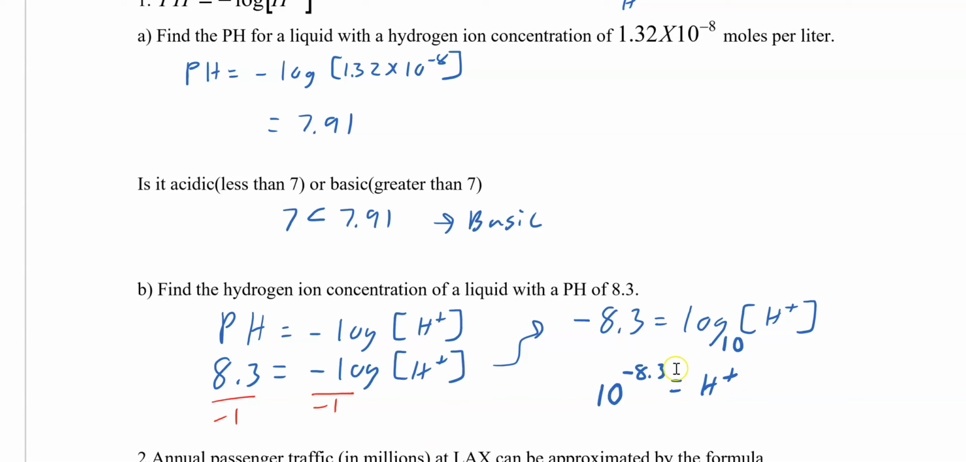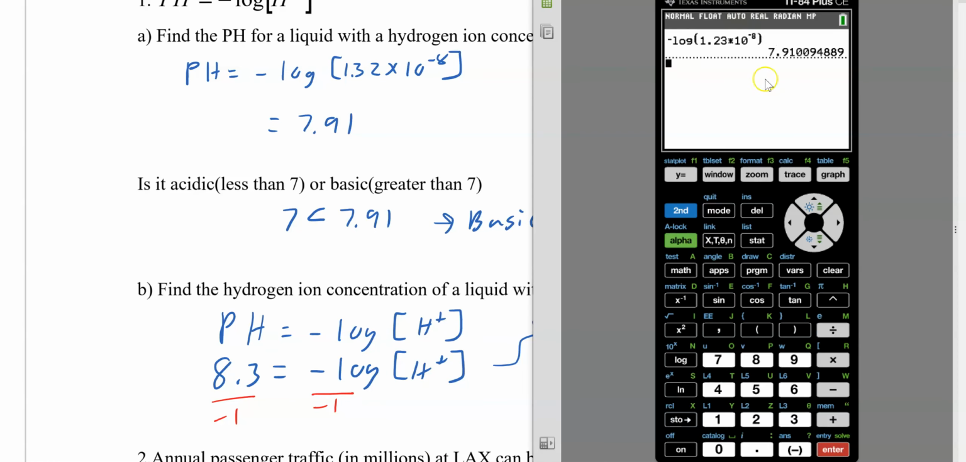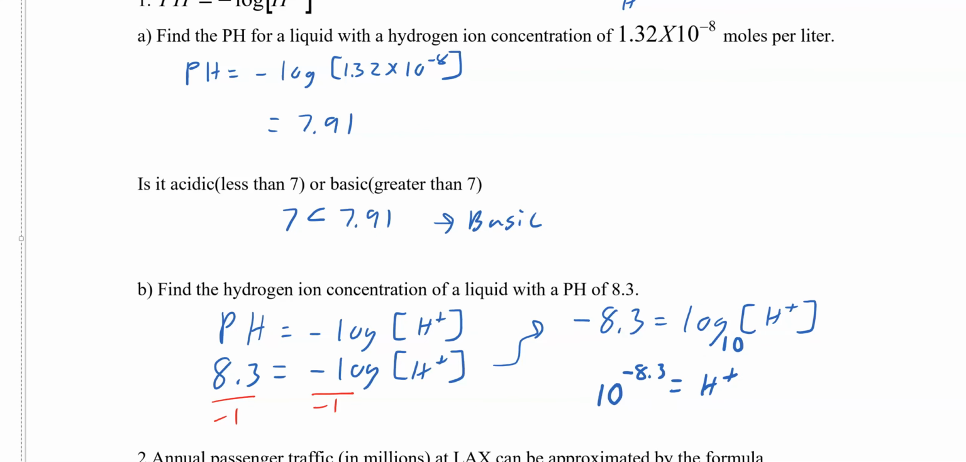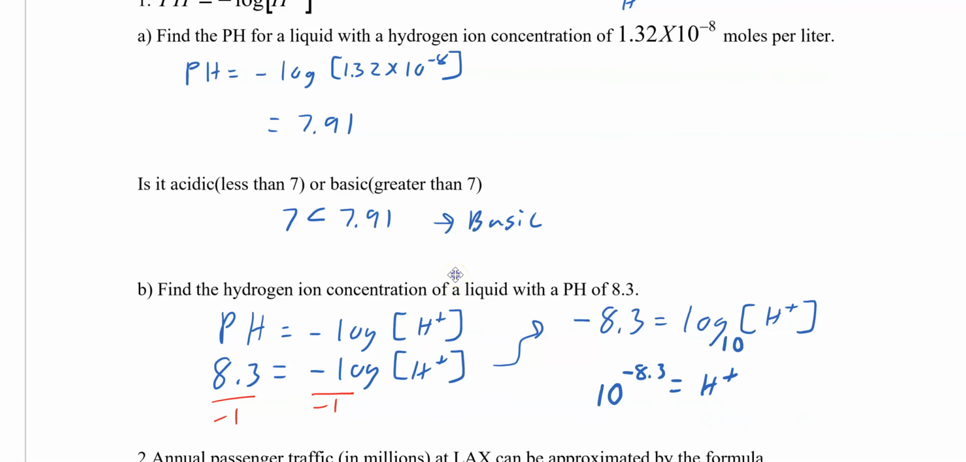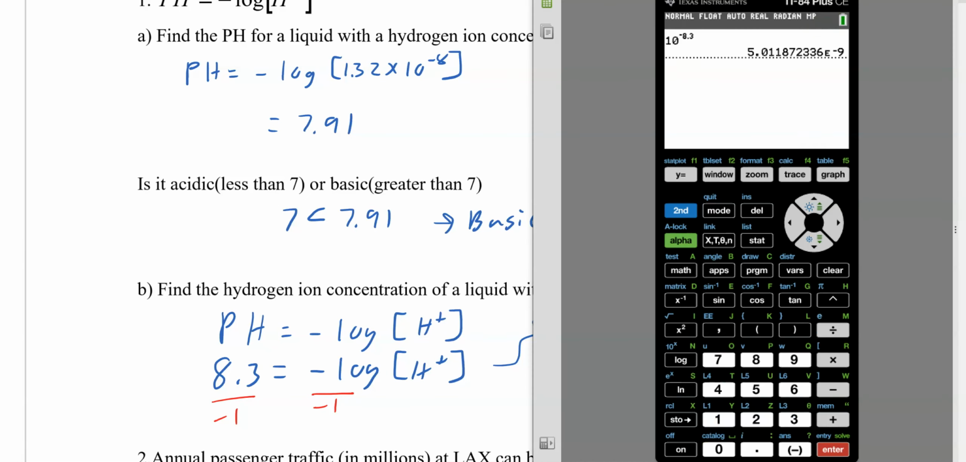So now if we take our calculator again and we plug that in, so it's 10 exponent negative 8.3. We end up with that. And so what does that give us? It's 5 times 10 to the negative 9. So 5.01 times 10 to the negative 9. There it is in scientific notation.